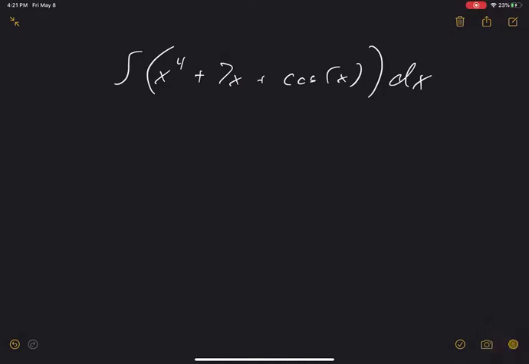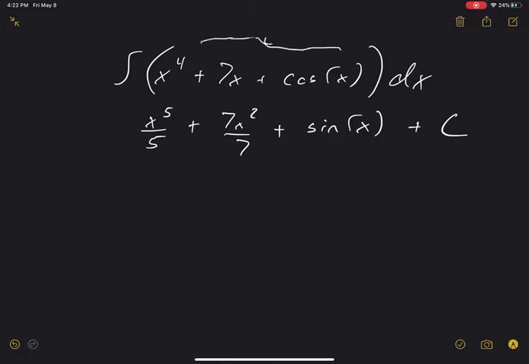I know the indefinite integral of x to the fourth is x to the fifth over 5. I know the integral of 7x would be 7x squared over 2. Integral of cosine of x should be sine of x. And then I add a single constant of integration. Okay. So when I have an integral of several things added up, I can either split that up into several integrals or I can integrate it all in one shot, whatever's more convenient.